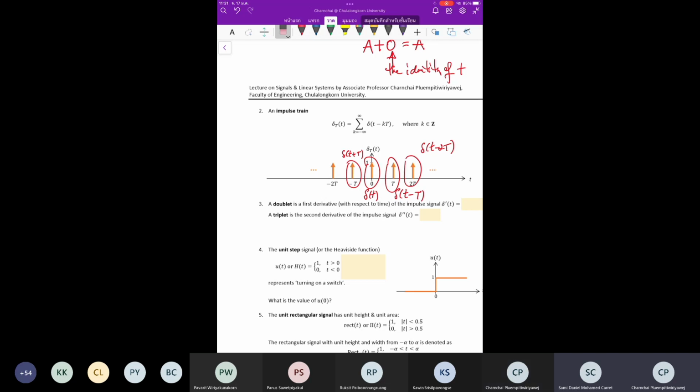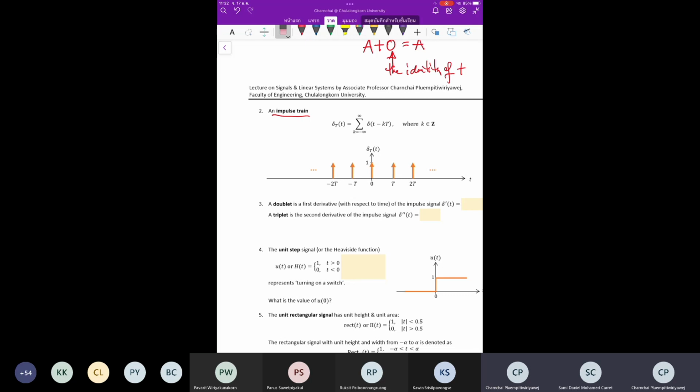So we call it the impulse train, because it's a train of impulses. This one is used when we want to do sampling. I'm going to talk about it again later, but today we're just going to do everything here.